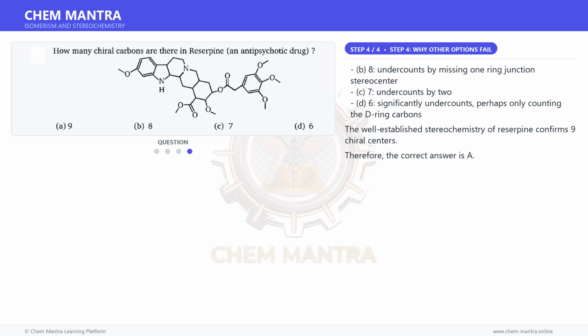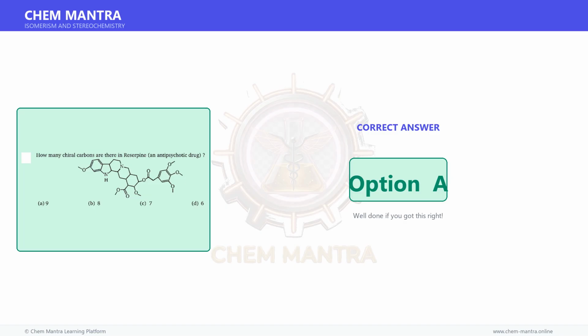The well-established stereochemistry of reserpine confirms 9 chiral centers. Therefore, the correct answer is A. Therefore, the correct answer is option A.